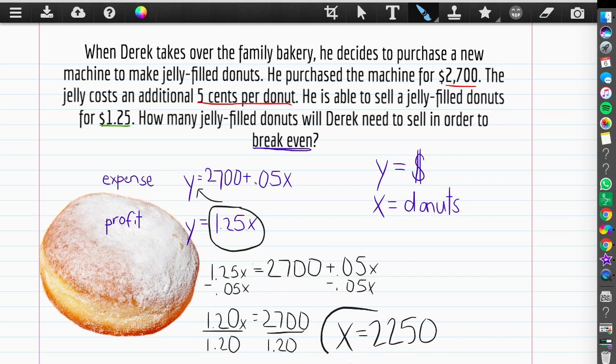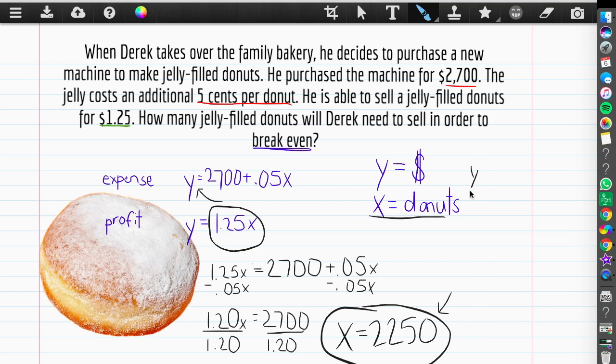Once we've solved for X, we get that X is equal to 2,250, but we want to think about what that means. X means donuts, and originally we were trying to figure out how many donuts he needs to sell in order to break even. Since X is donuts, this is our final answer.